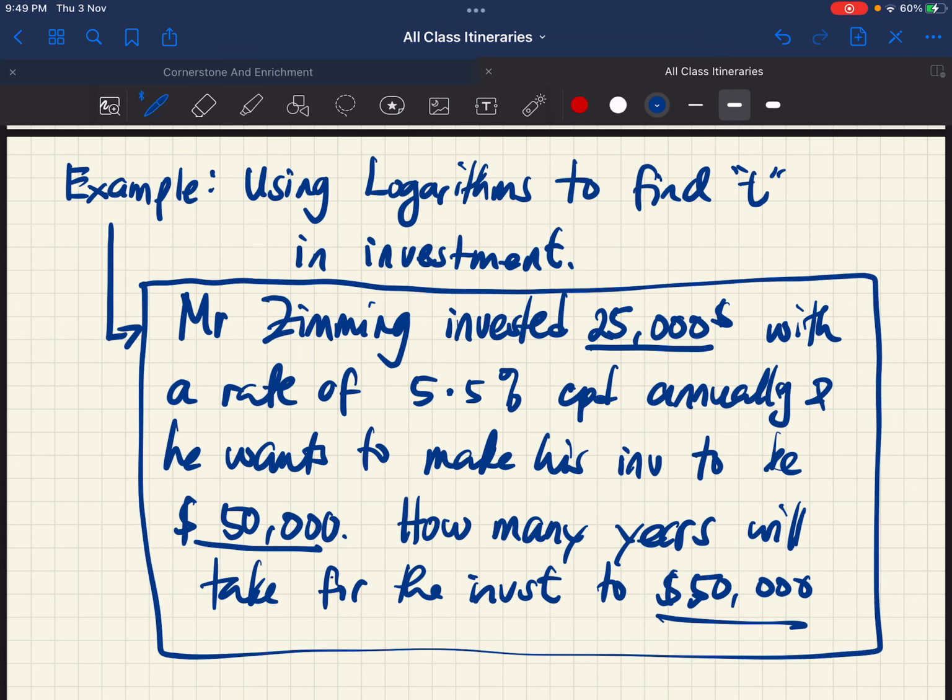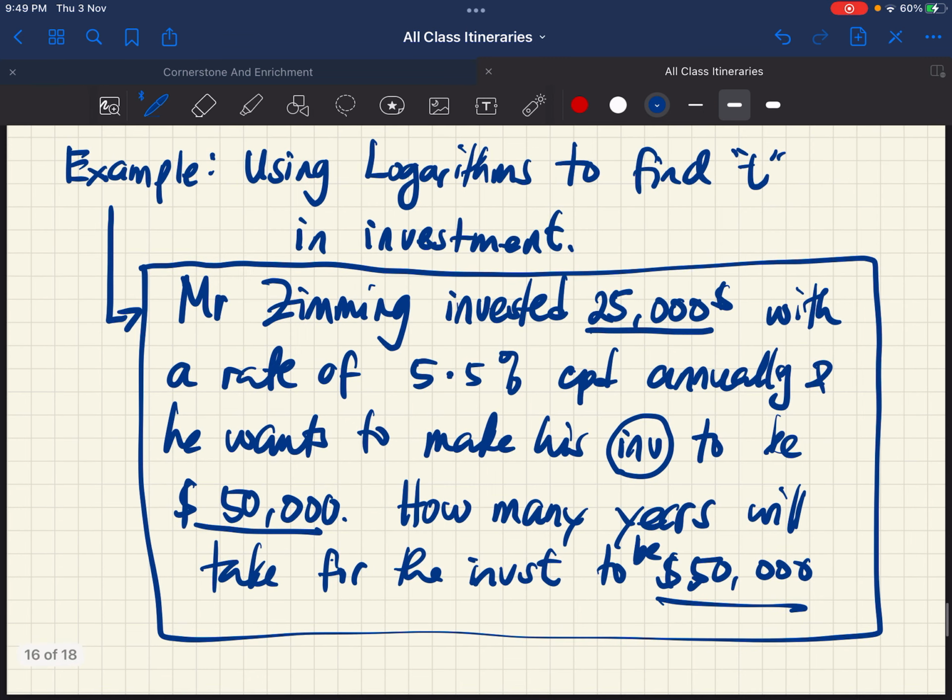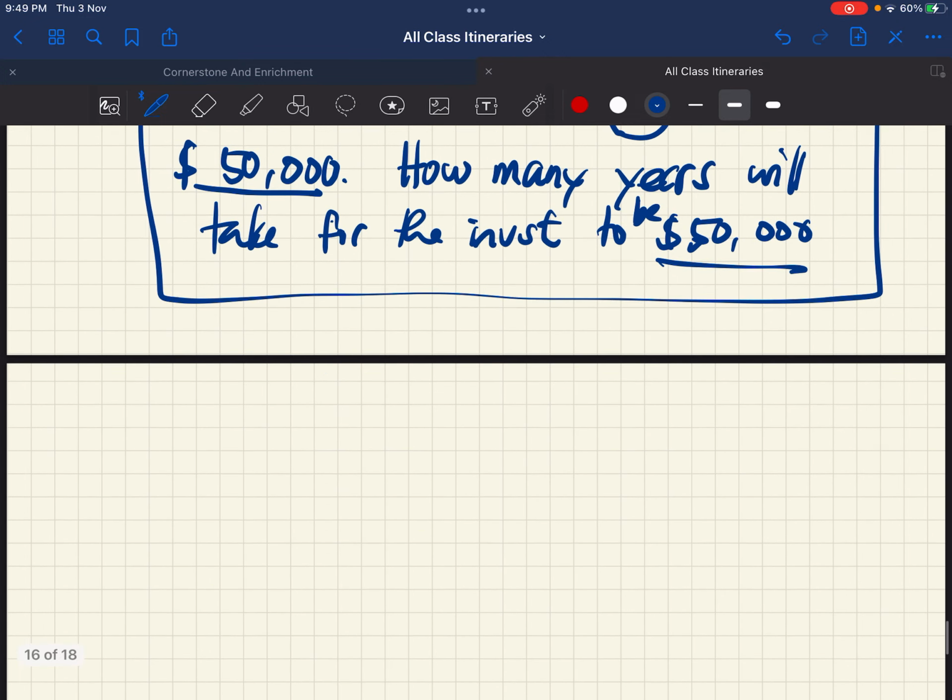Mr. Ziming invested $25,000 with a rate of 5.5% compounded annually. And he wants to make his investment to be $50,000. Question is, how many years will it take for the investment to be 50,000? Okay, so let's solve this one.